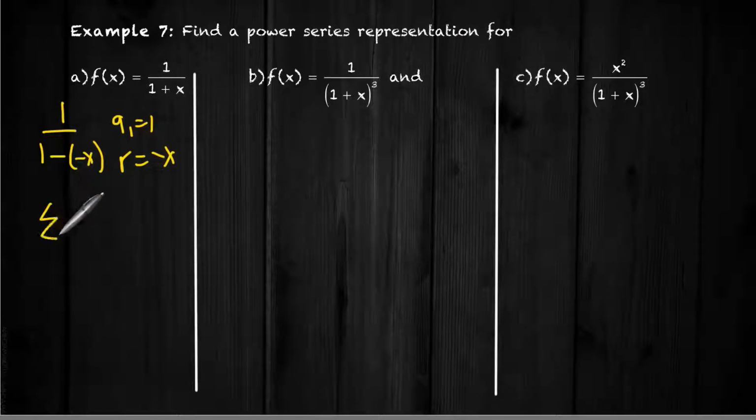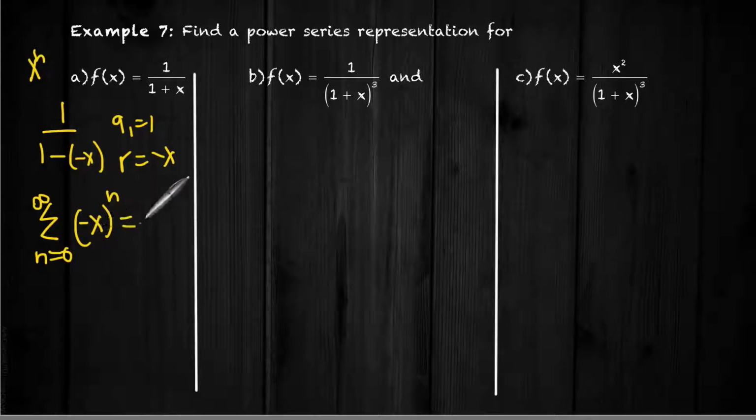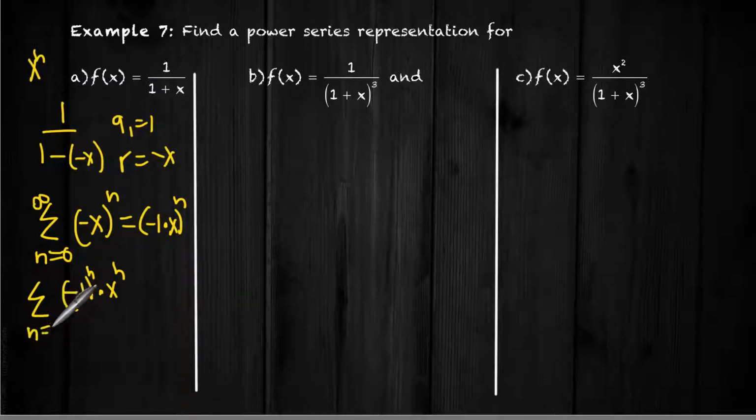So we can write this as the summation from n equals 0 to infinity of, well, the normal power function for a geometric series is x to the n. So we're going to replace this x with negative x, or you could think of it as simply a1 times r to the n. And now we're going to break this up as negative 1 times x to the n. And so that's going to give us negative 1 to the n times x to the n. And that is our power series representation for 1 over 1 plus x.